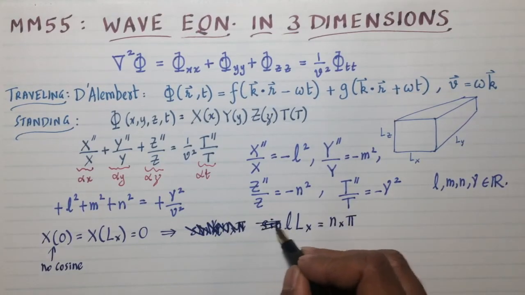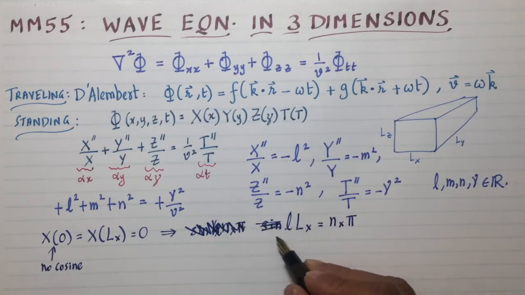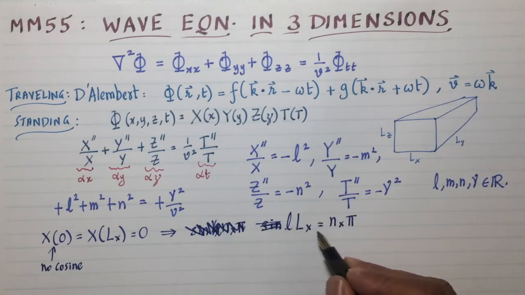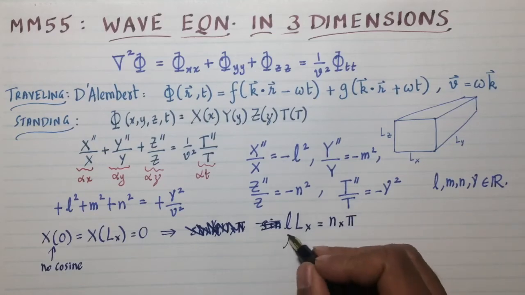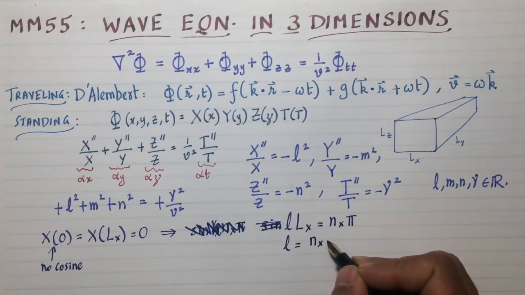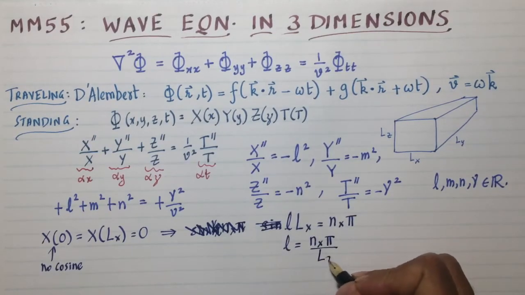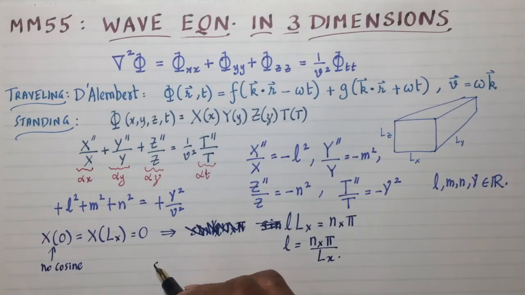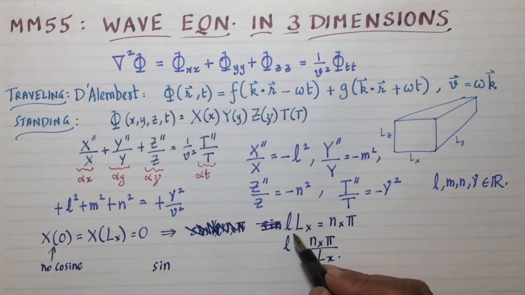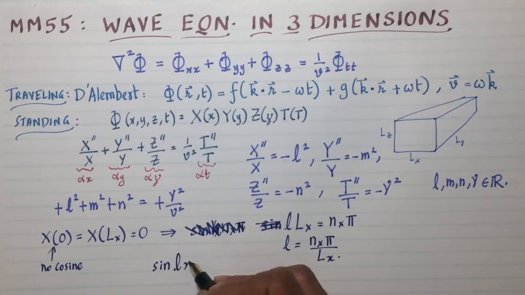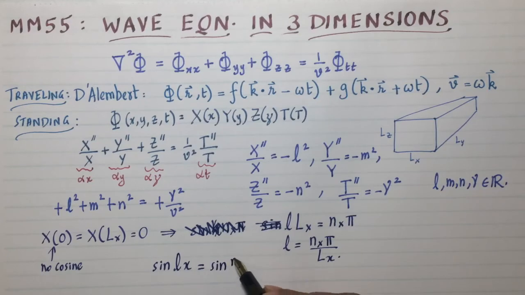So that's what I get when I say that sine of Lx equals 0. L times Lx equals nx pi. So this tells me that L must be equal to nx pi over Lx. So my full solution is going to be sine of L times x, which is now indexed by a quantum number, so I'll get sine of nx pi x over Lx.